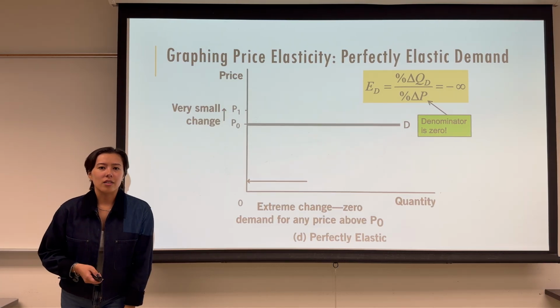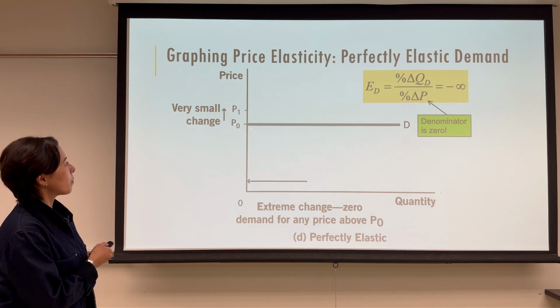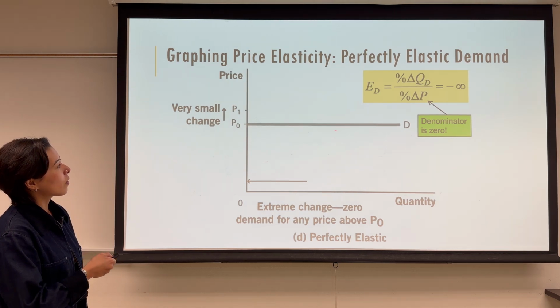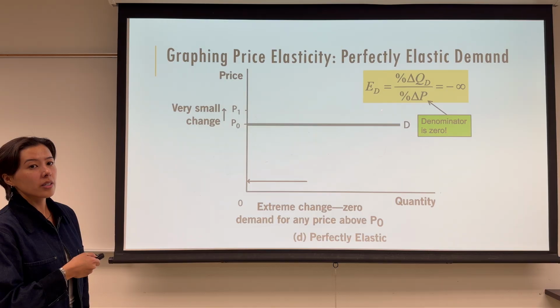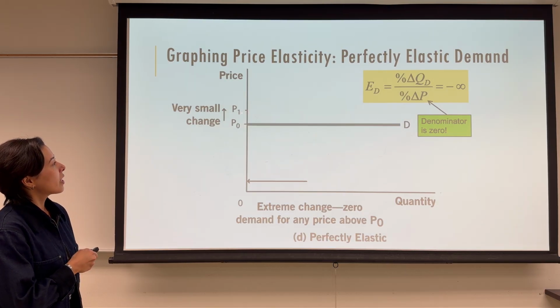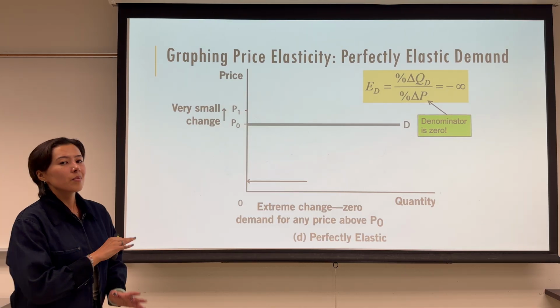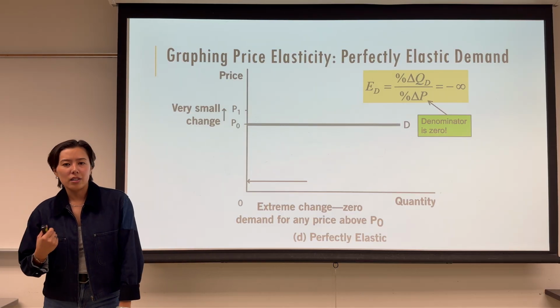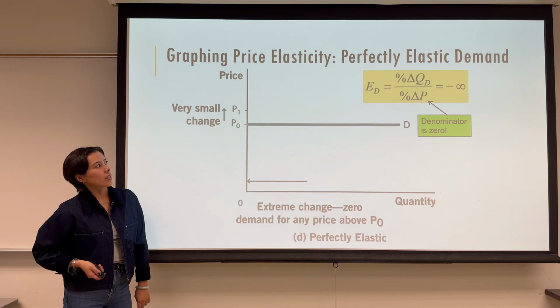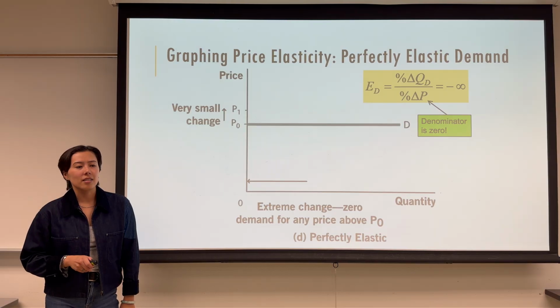So money is a good example of this. You'll buy as many dollars as you want from me for the price of $1, but as soon as I raise the price to $1.01, no deal, you're not going to buy any dollars from me. So this is an example of perfectly elastic demand.